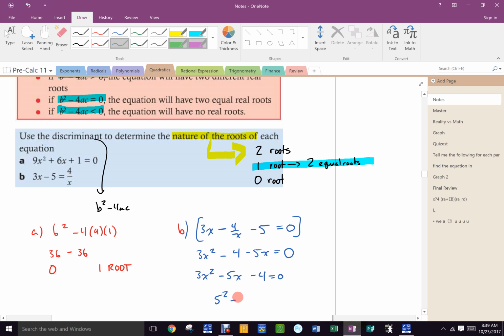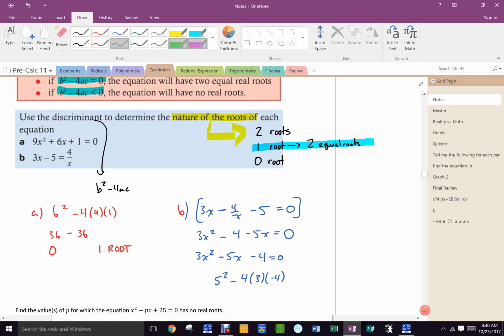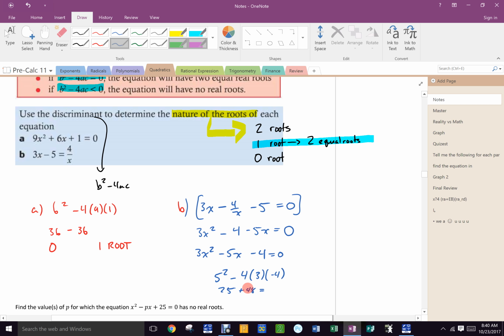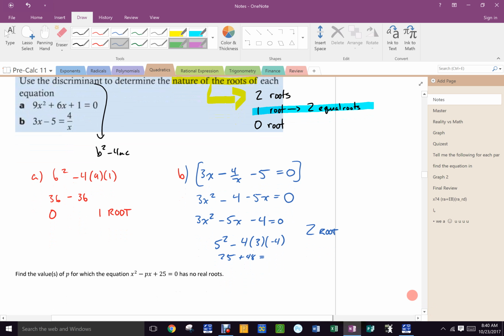5 squared minus 4 times 3 times, what kind of 4? Negative 4. So what's 5 squared? 25. What's negative 4 times 3? Negative 12 times negative 4? Positive 48. 25 and 48 is? Doesn't even matter. It's bigger than 0, isn't it? Right? So how many roots? 2 roots. Is everybody good?